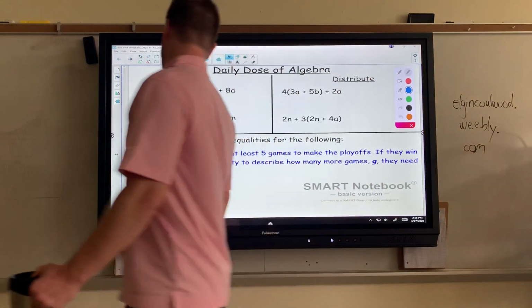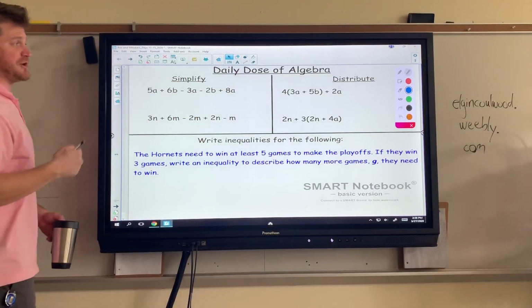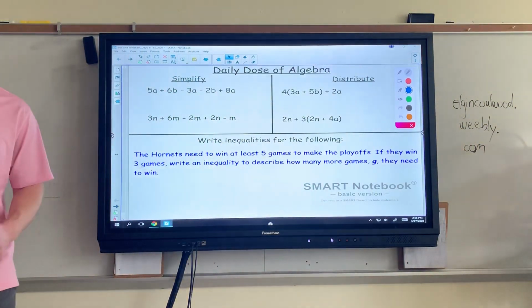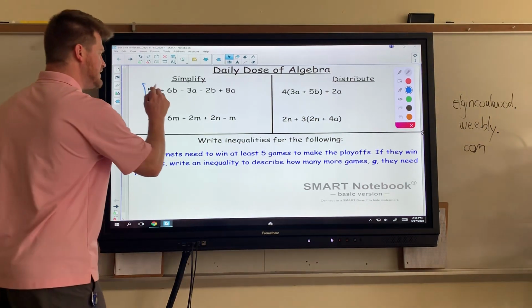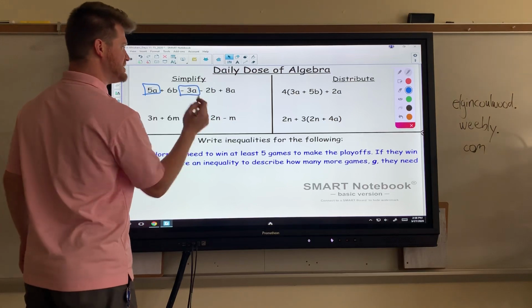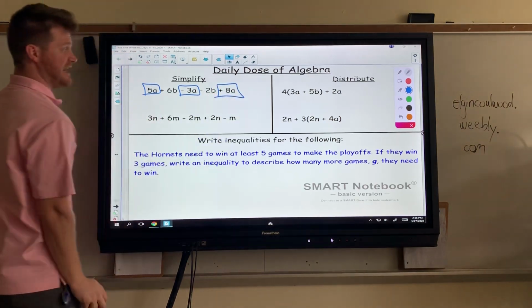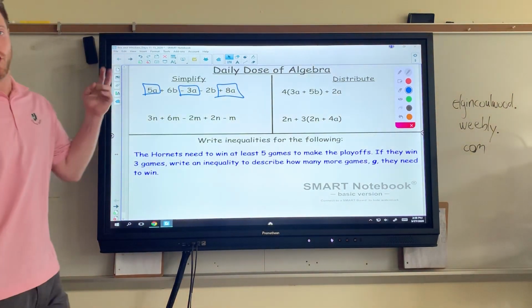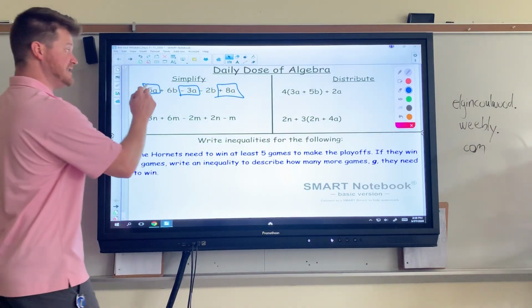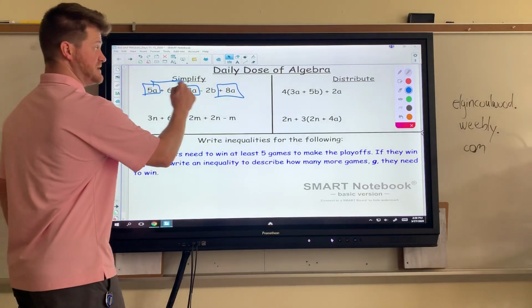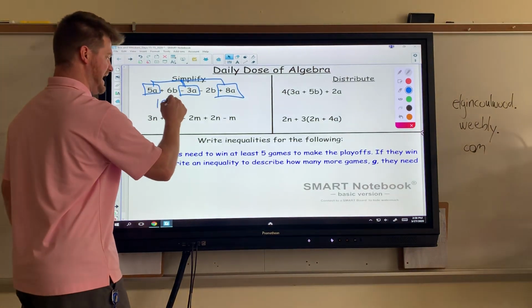All right, looking over these. This first one I see terms with A, terms with B, so most likely there's going to be 2 terms in my final answer unless they all cancel out. In this case, they don't. We have a positive 5A, a minus 3A, and a positive 8A. So got boxes. Remember, we code these, we put like terms in the same shape, so I've got boxes around my A's. We have 5A minus 3A, which is 2A. 2A plus 8A is 10A.